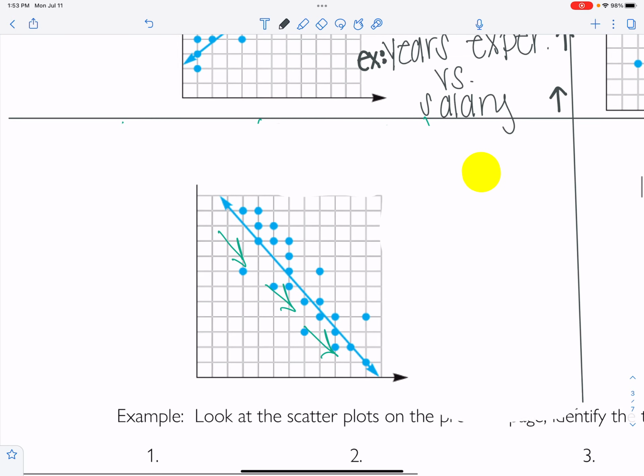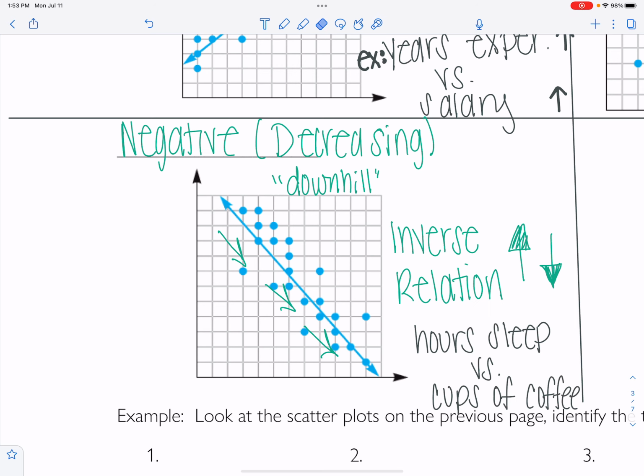The other one we have, essentially, if we have a positive one, then we're going to have a negative one. So the negative correlations, these are going to be gradually going downhill. So if I'm walking on the graph from left to right, I would be walking downhill. These we call inversely related because as one increases, the other is going to decrease. And so hours of sleep versus cups of coffee. At least in my case, the less sleep I get, so the decrease in hours of sleep, the increase in cups of coffee I drink.